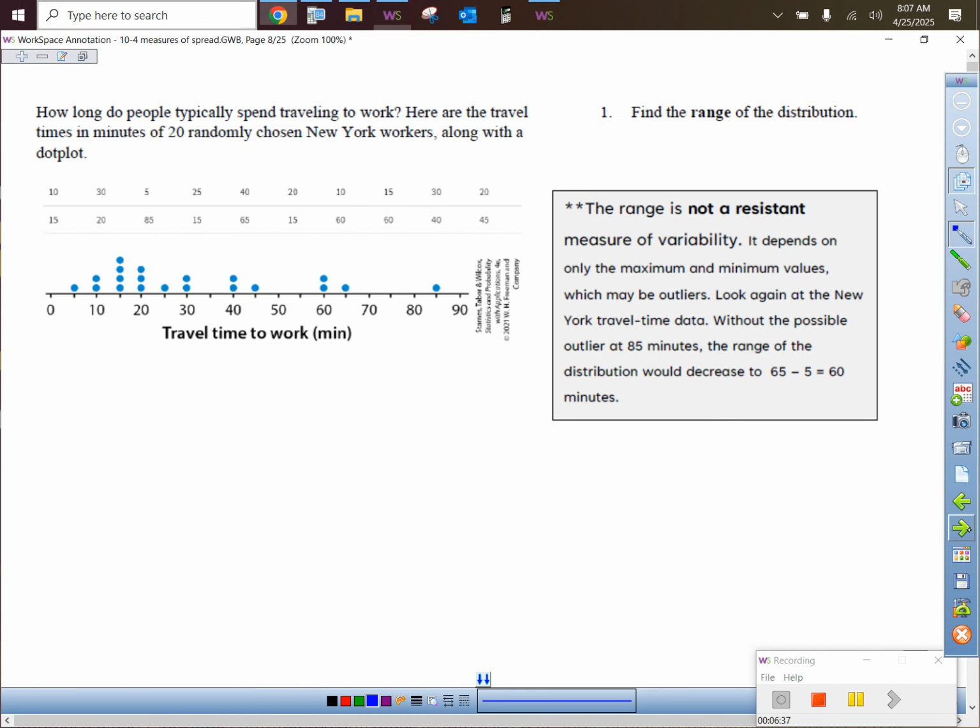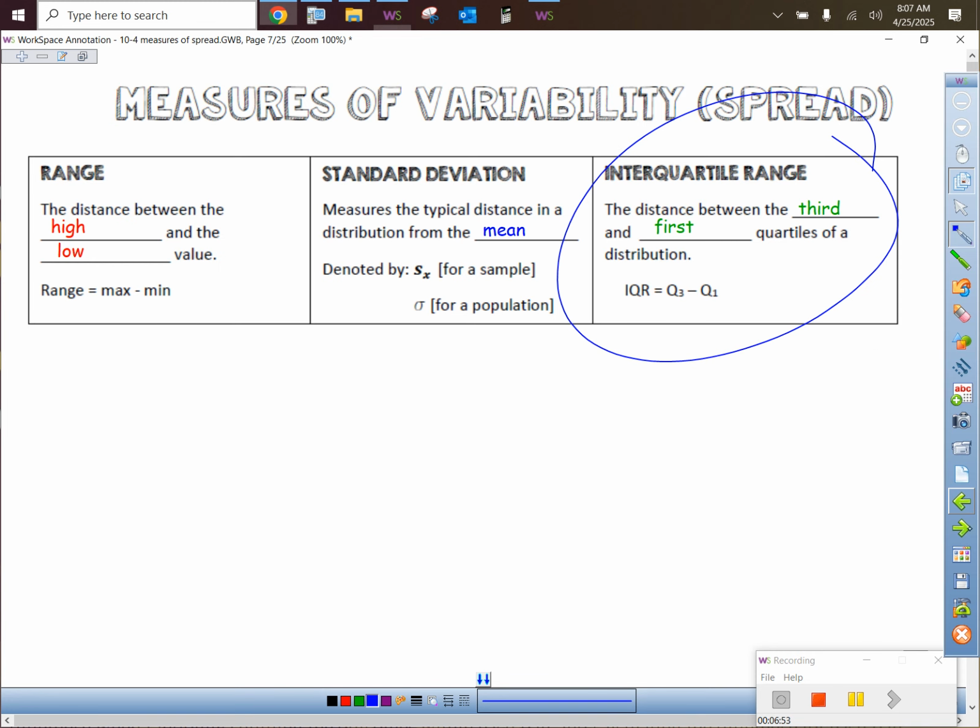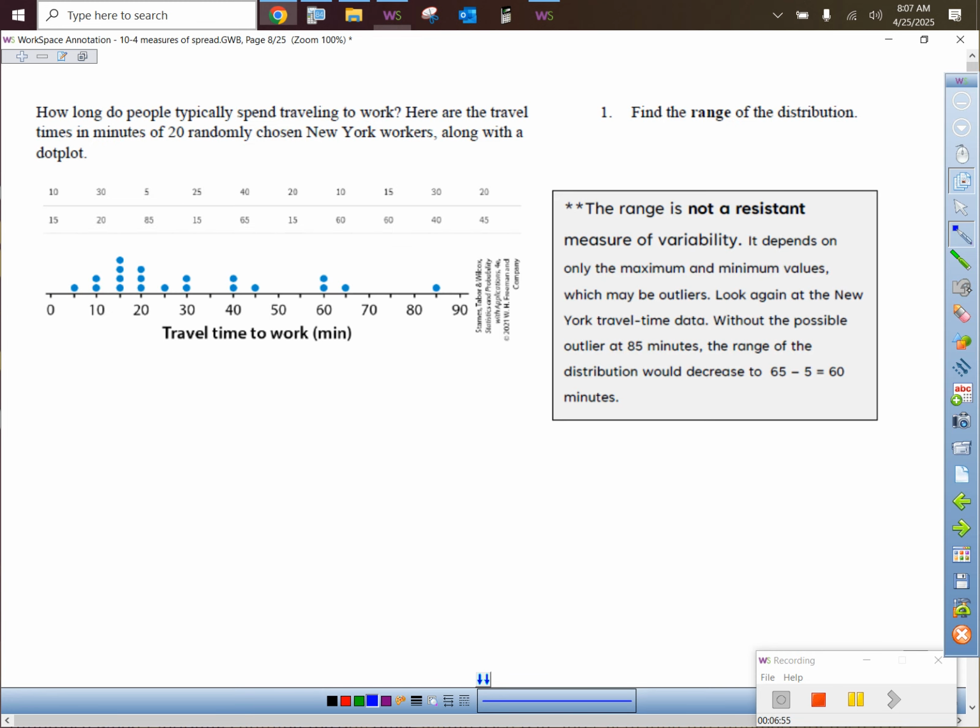Here was that same data we did last time. How long do these 20 randomly selected New York workers take to drive to work? You remember we did that last time, right? And it says find the range. Cool. How do you find the range? High minus low, right? What's the high in this bad boy? 85. Take away the low. What's the low? 5. Obviously, that is 80.